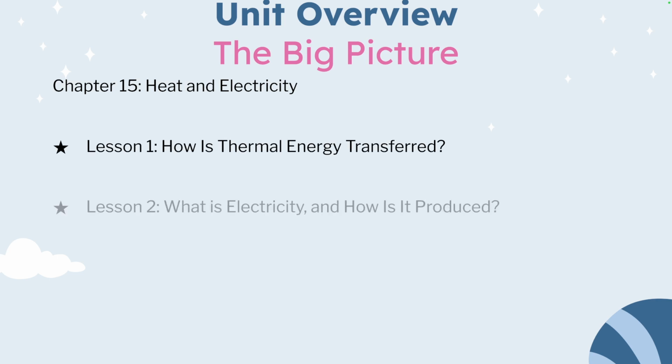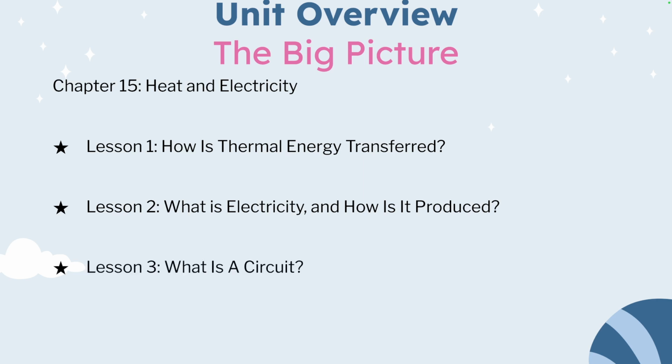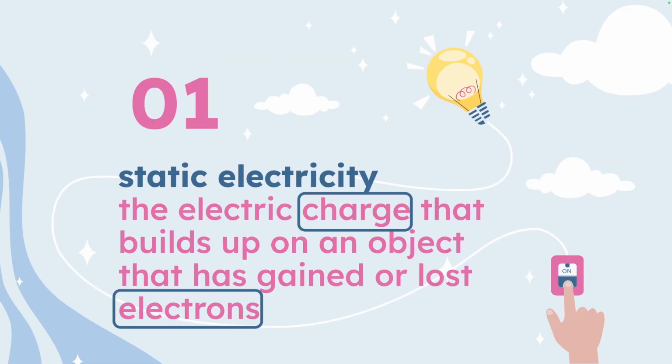Now we're going to take a look at another type of energy, which is electricity. So we're going to see again how electricity is produced and what it is. Then we're going to take a look at a circuit and what it is, and that relates to electricity. So let's go ahead and jump into what electricity is.